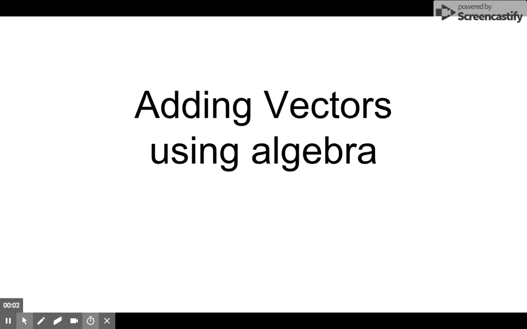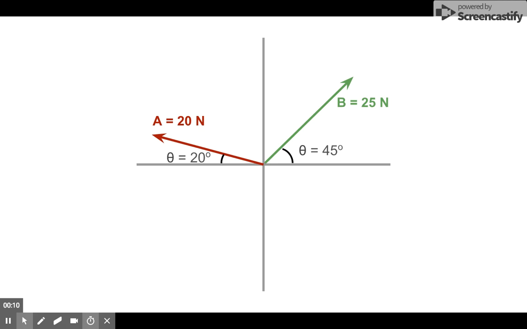Well, greetings. We're going to learn how to combine some vectors. We're using algebra to add two vectors together. In my example today, I'm going to be adding vector A, which is a 20 Newton force applied 20 degrees north of the horizontal, and I'm going to add to that vector B, which is a 25 Newton force applied at 45 degrees north of the horizontal.